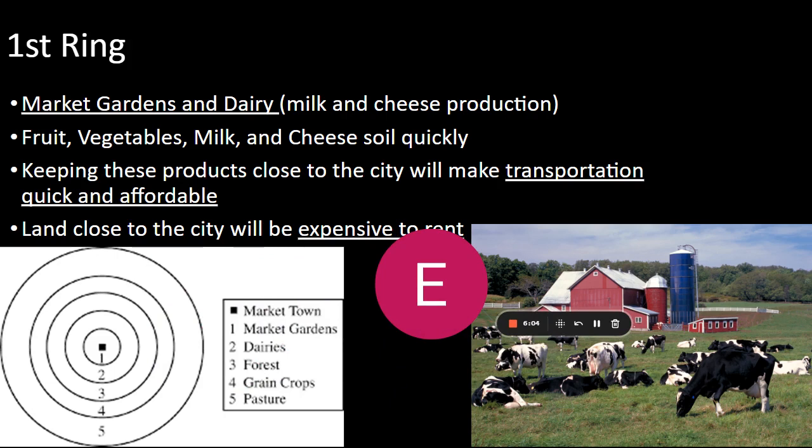The first ring, the one closest to the city, as you can see with my mouse, is market gardening and dairy. So they're going to have milk and cheese production here. You will also see fruits and vegetables. The reason why is that milk and cheese spoil quickly, so do fruits and vegetables. Keeping these products close to the city will make transportation quick and affordable, because milk is heavy.